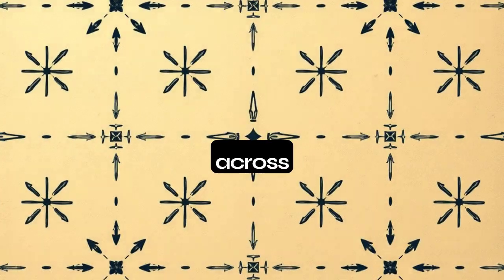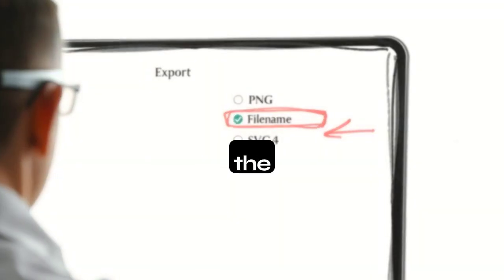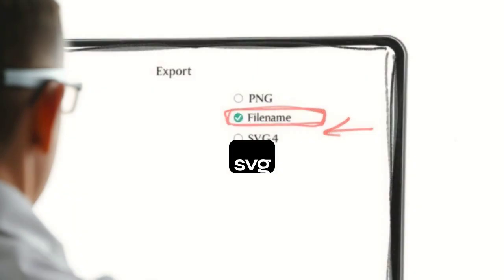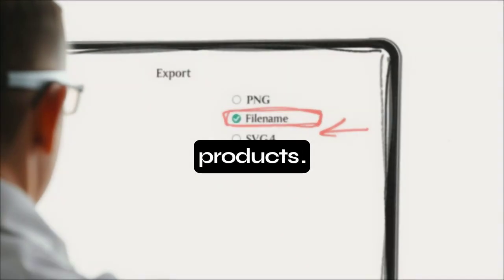Preview the repeated pattern across a large mock surface. Tweak spacing until balanced. Save the pattern as high-resolution PNG and SVG for flexible use across products.